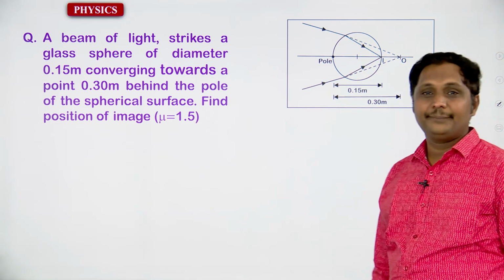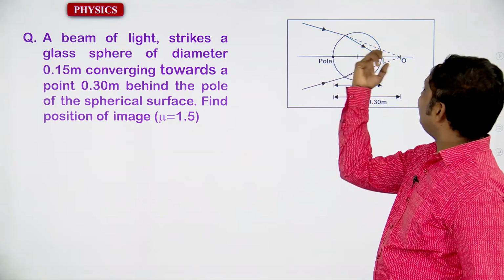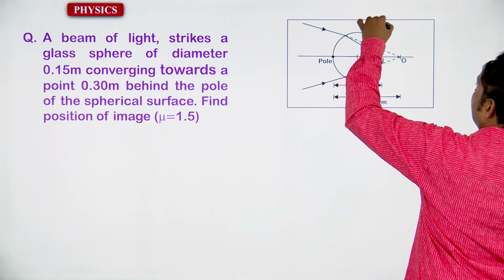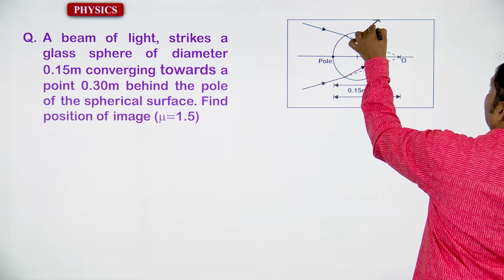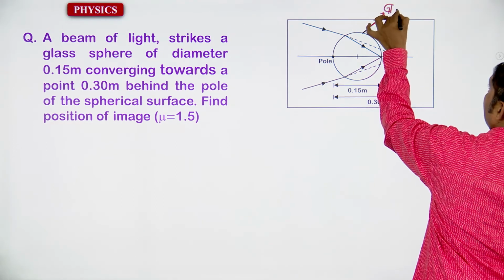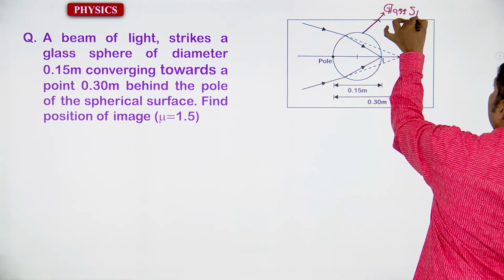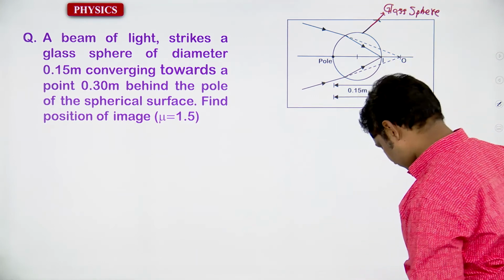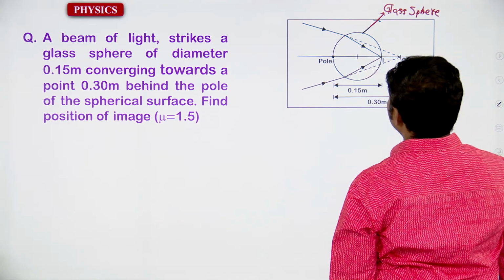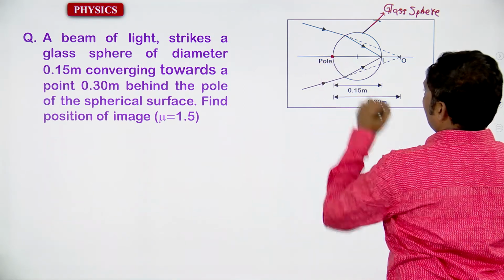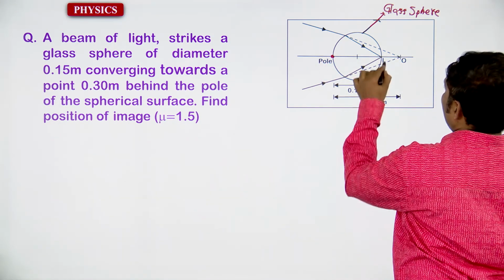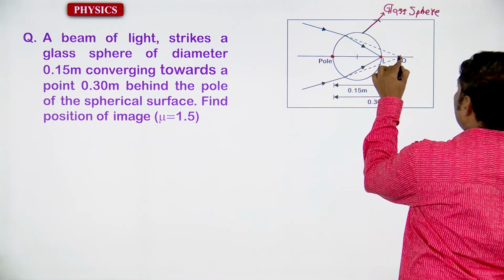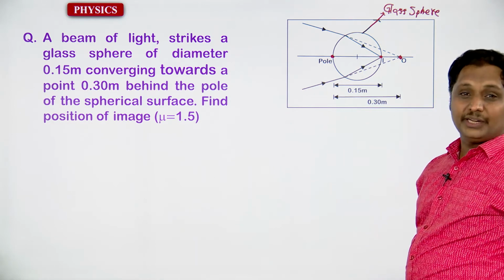A beam of light strikes the glass sphere. This is going to be the glass sphere. You can go for that. Now, you can identify that this is the pole, P, and what they have given is the object distance. This is going to be the object, and you have to find out the position of the image.